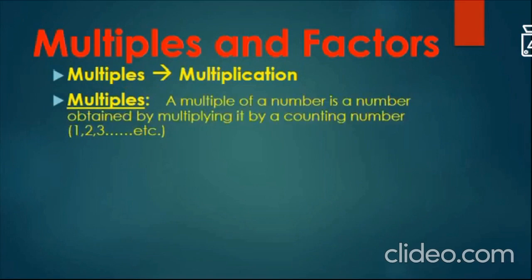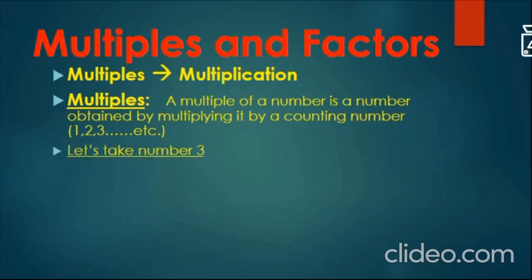What is a multiple? A multiple of a number is a number obtained by multiplying it by a counting number. Counting numbers 1, 2, 3, 4, like this. When we multiply any number by these numbers, we get a product, and that product is called a multiple.